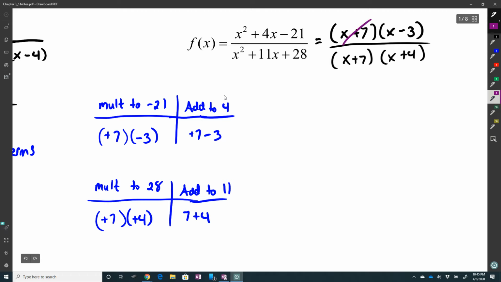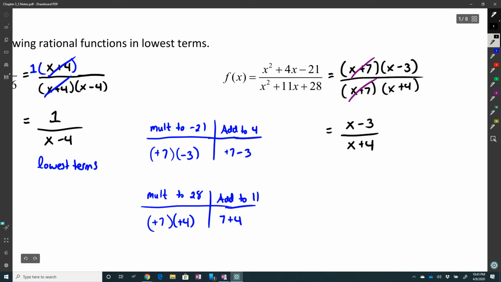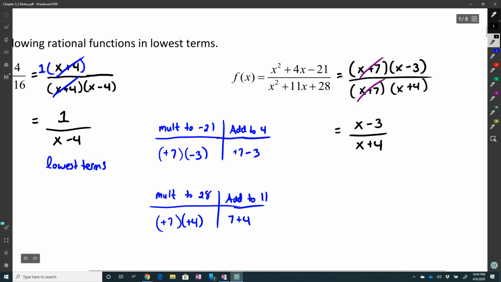These cancel. And then we have x minus 3 over x plus 4. All right. Now, this is again lowest terms.